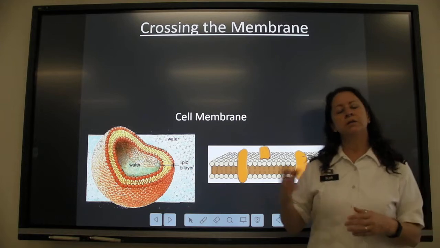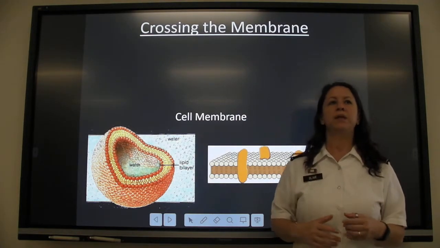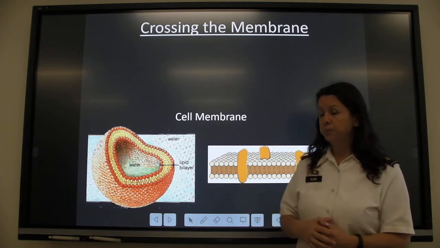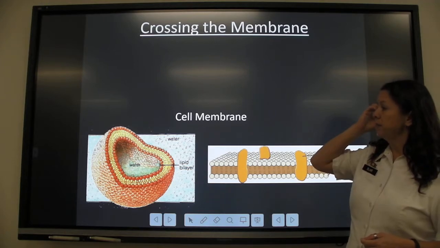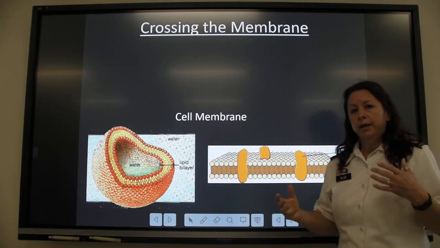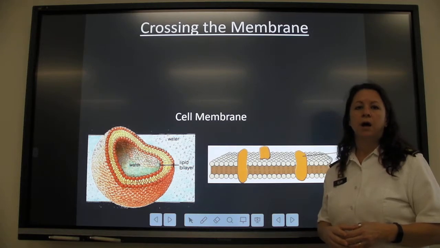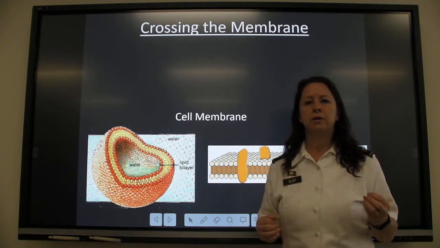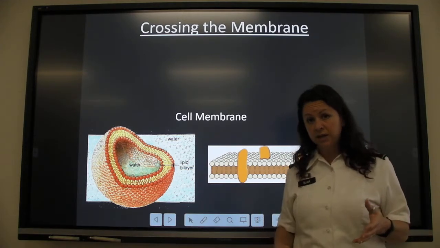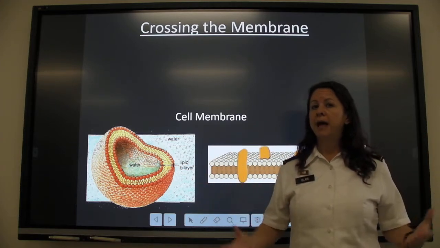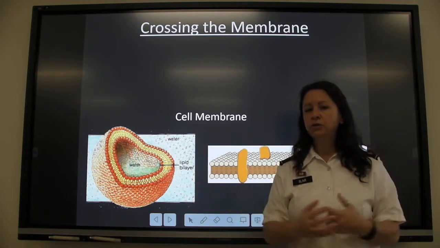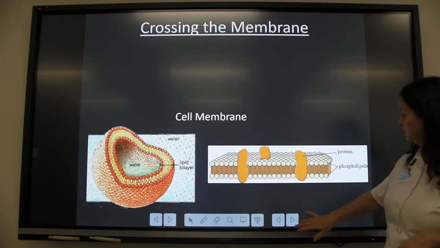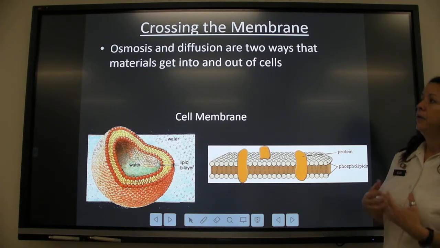So things are constantly moving back and forth across the plasma membrane, into cells and out of cells. Crossing the membrane is a common occurrence. All the nutrients, vitamins, and minerals that your cells need come from outside, and they have to get into the cell. So you're always looking at how stuff moves into the cell. Crossing the membrane is common.